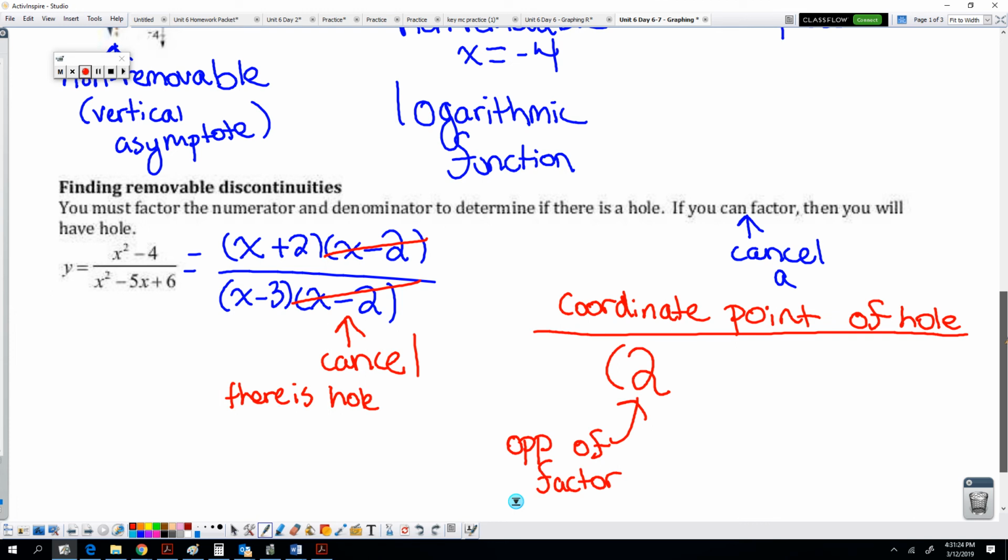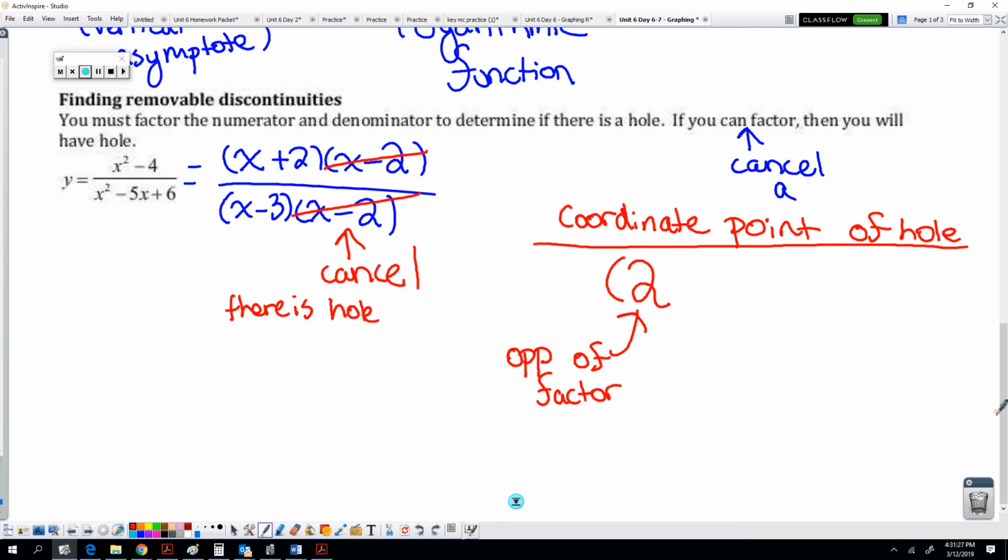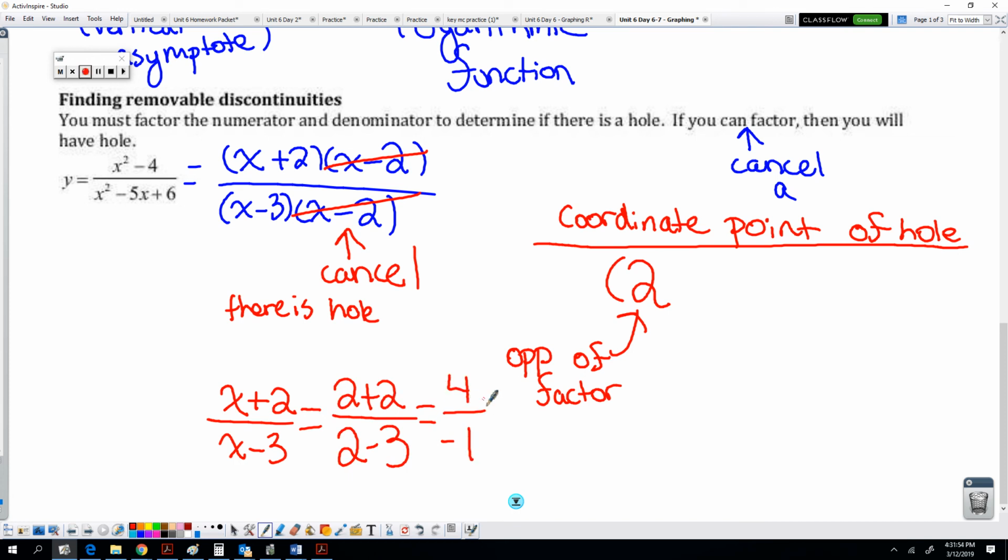vice versa. Now we know every x has a y, so we're going to look at the part after you cancel it out. We know we're left with this. Okay, so when we canceled, we simplified it and we know this is what it would be. So you take your x value of the hole, plug it into whatever's left over, and then you just solve. 2 plus 2 is 4 over negative 1. So your y value of your hole is negative 1. So that is how you get your y value of the hole.